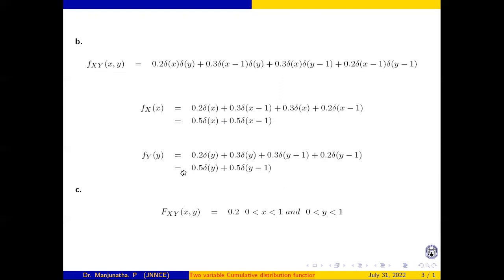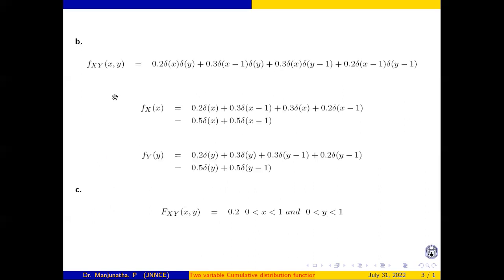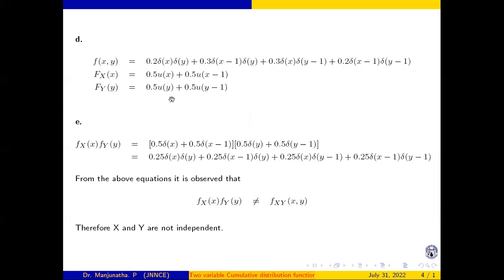In the previous slide, we have calculated these. Next one is, are they independent? Now we'll take fx of x into fy of y. In the previous slide, fx of x and fy of y are there. These two we multiply. When we multiply these two, after simplification, we get this one. Anyway, this will not be equal to the given PDF. This is the given PDF, and this will not be equal to it. Therefore, x and y are not independent.